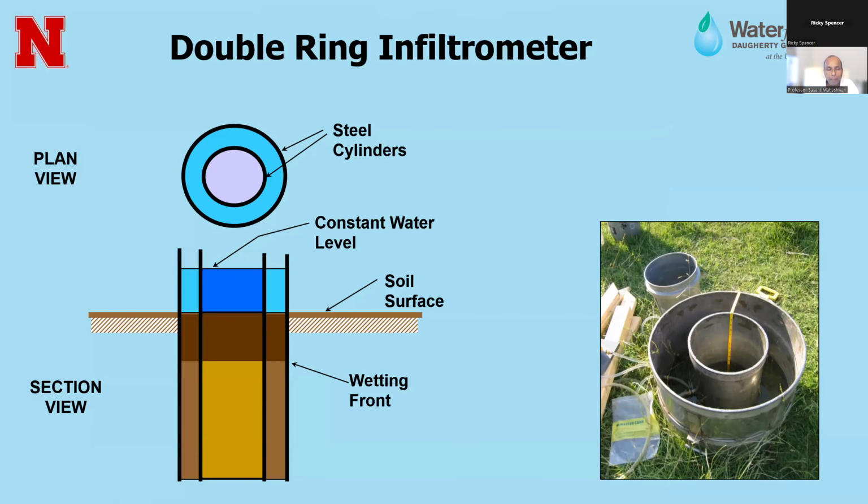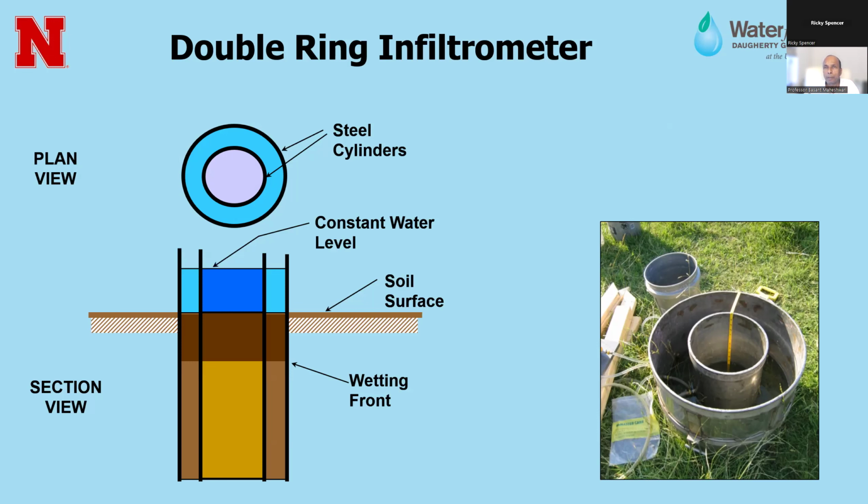How do we measure infiltration rate and infiltration amount? The simple way is we pond water, and the device often used is called a double ring infiltrometer. So we have these two cylinders. We pond water in both cylinders and measure the water level in the middle, the inner ring, and that gives us how much water is getting infiltrated over time.